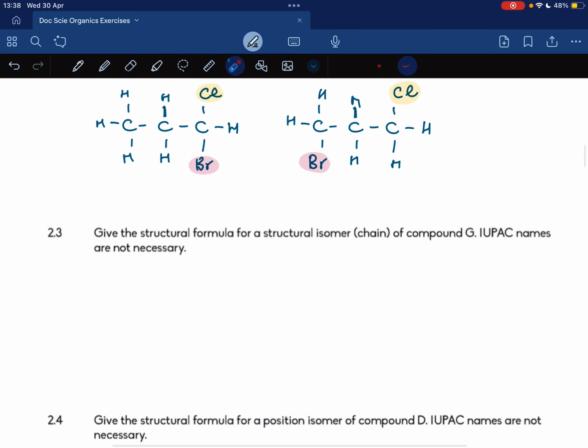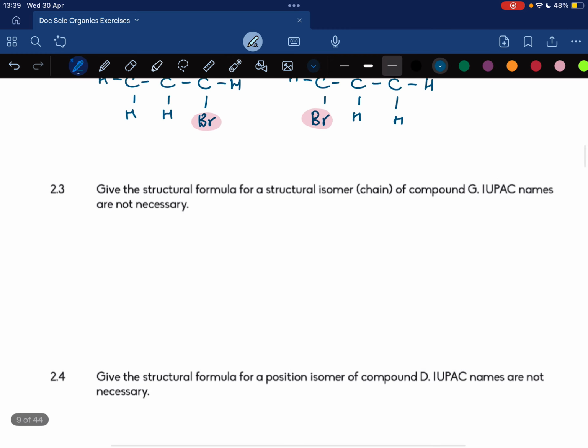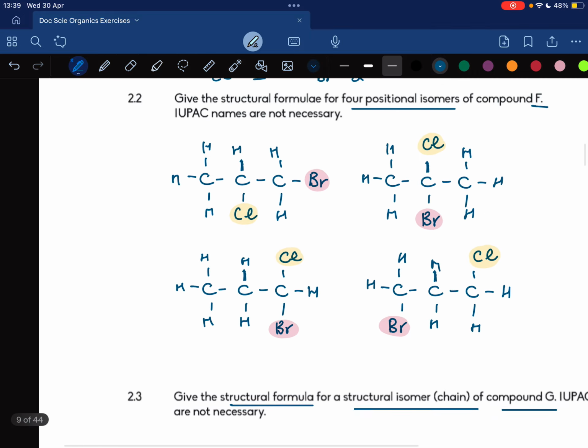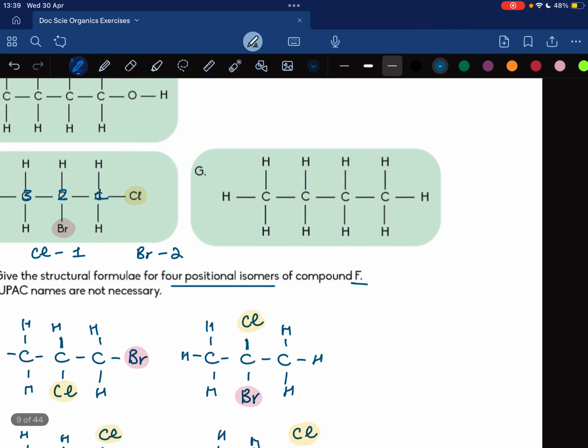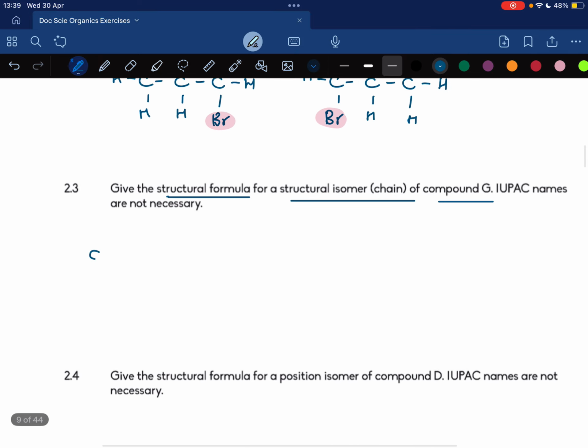Okay, so it can be a bit tricky, but the more you practice it, the easier it will become. So 2.3 says, give the structural formula for a structural isomer or the chain of compound G. The IUPAC names are not necessary. So compound G is butane. So compound G is this one here.